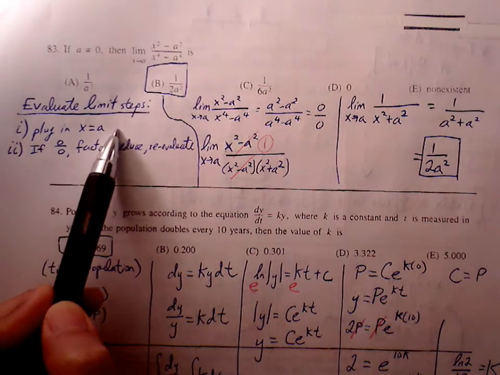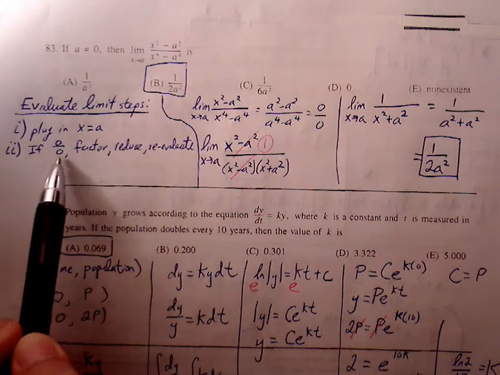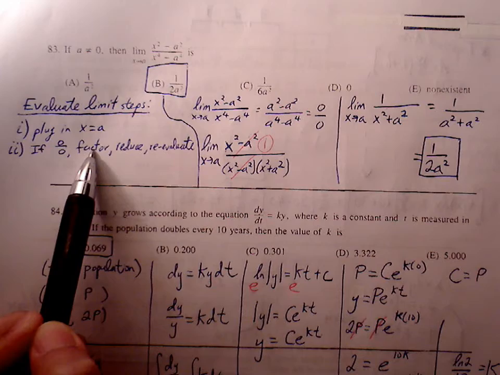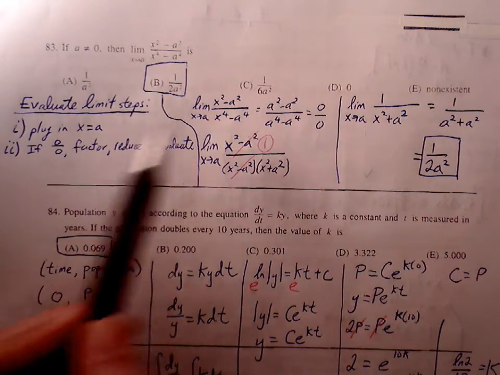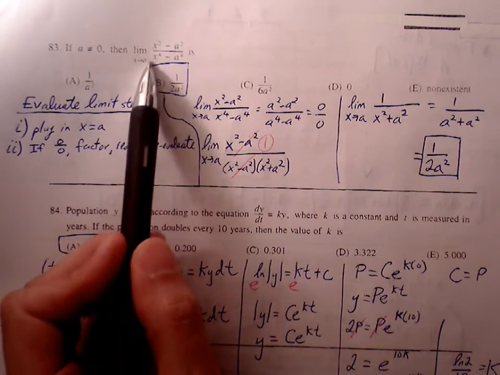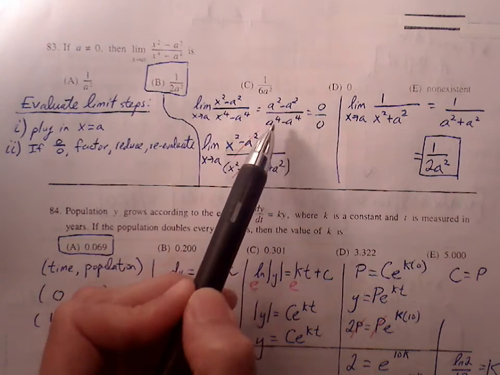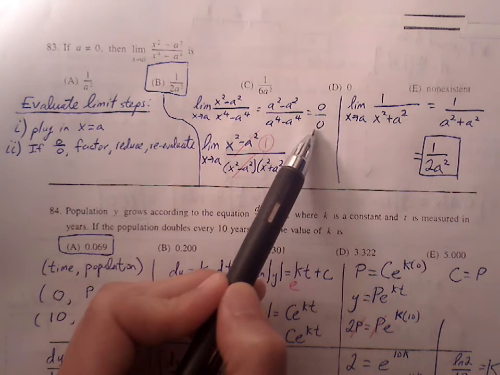If it provides us an expression that represents a real number, then that's our answer. But if we get 0 over 0, then that means there's a hole, that there's an answer at the end of this problem. We can factor, reduce, reevaluate. So let's see what happens here. We'll plug a in for the x. So we get a squared minus a squared over a to the fourth minus a to the fourth, and that's 0 over 0.